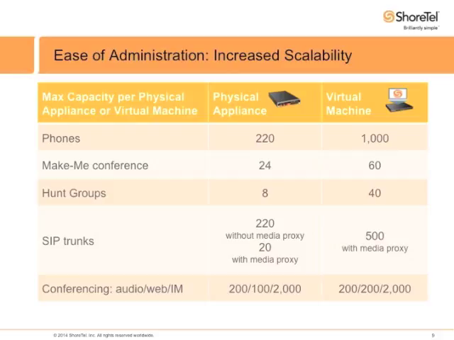So as you can see, scalability is also a big advantage in virtualizing your system. Based on this graph, you can see in a 220T1A, you can implement a maximum of 220 phones, 24 make-me conference ports, 8 hunt groups, 220 SIP trunks without media proxy, or 20 SIP trunks with media proxy. In a virtual machine, you can increase that number up to 1,000 phones, 60 make-me conference ports, 40 hunt groups, and 500 SIP trunks with media proxy. There's a big difference between the two.